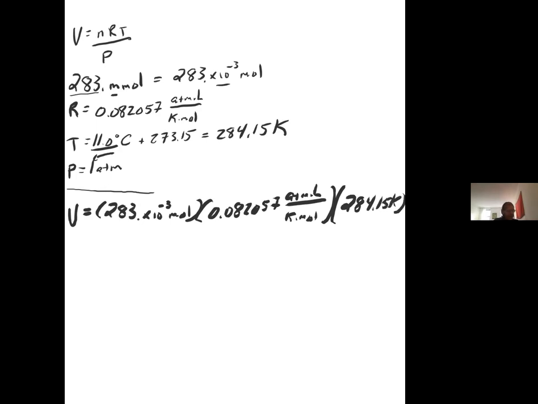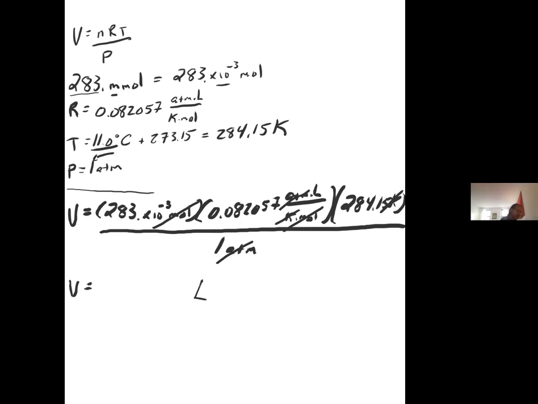And then you divide that by the pressure, 1 atmosphere. Now I went ahead and put all the units in there just so you can sort of see what happens. You've got moles in the numerator here and moles in the denominator there. You've got atmospheres in the numerator here and atmospheres in the denominator there. You've got Kelvin in the numerator here, but you've got Kelvin in the denominator there. So you're just left with liters. So your volume is going to be in liters.